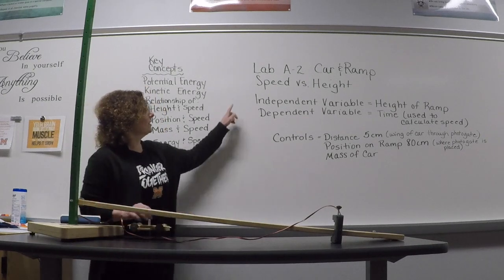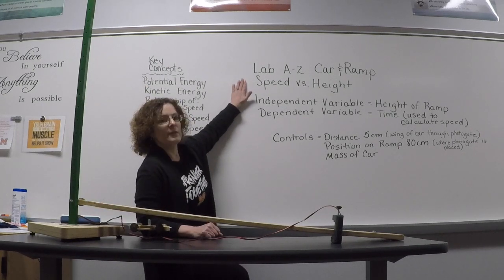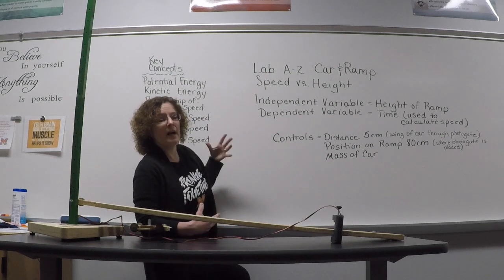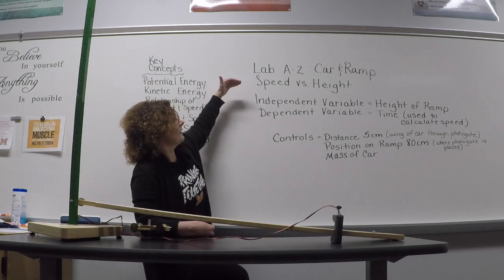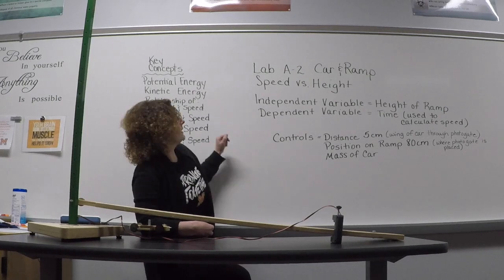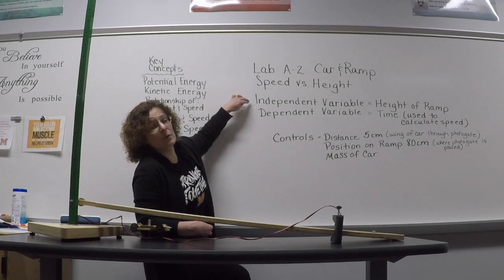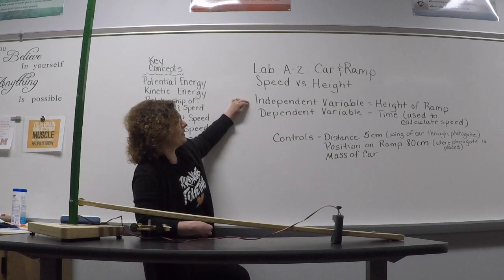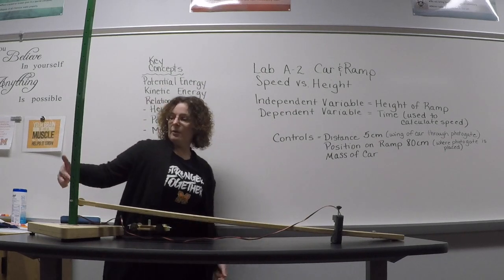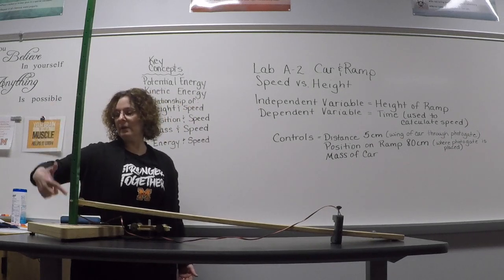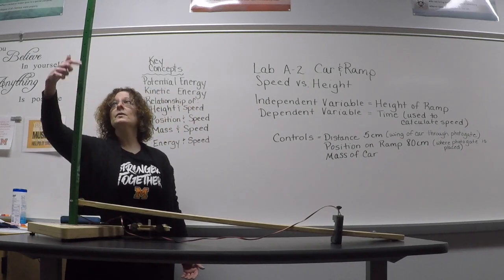So let's step over here for just a second. The lab that we're going to start with today is speed versus height. So we want to see how height influences the speed that the car is traveling down the ramp. All right, we have an independent variable. This is the variable that I'm choosing to make different, and that means I'm going to set the ramp at different heights. We're going to go in each one of these positions.